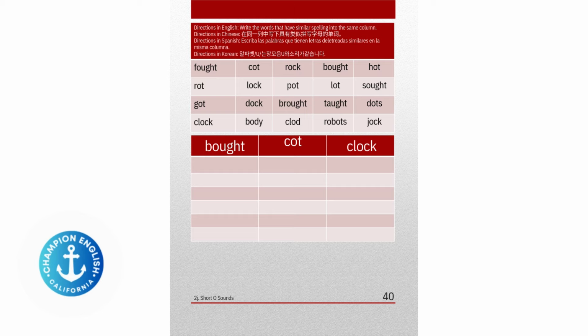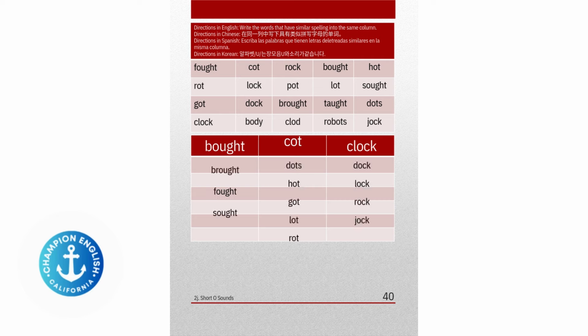Time's up, students. Let's go to the next page and let's see how you did.